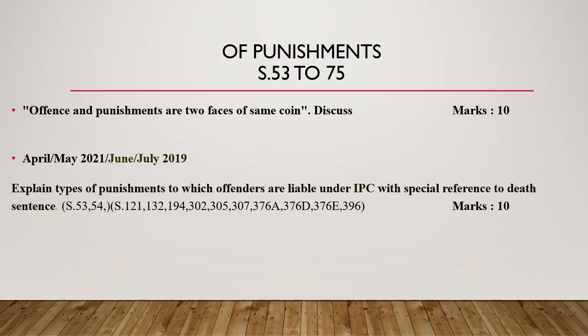Next, of punishments, section 53 to section 75. In that, an important question is: offence and punishments are two faces of the same coin. Discuss. Next one: explain the types of punishments to which offenders are liable under IPC with special reference to the death sentence.